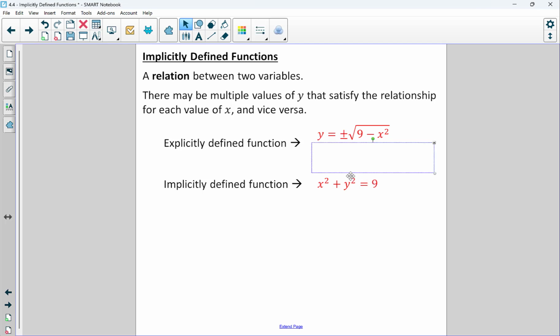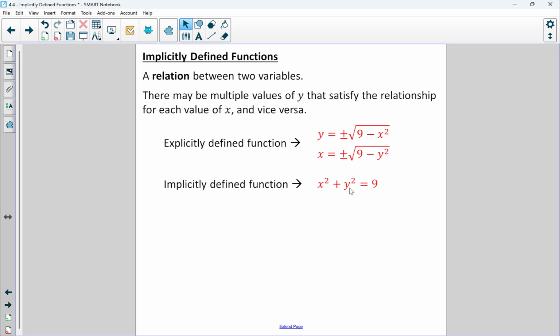Now, I could just as easily have rewritten it as x equals plus or minus the square root of 9 minus y squared. Subtracting the y squared over and then taking the square root to get rid of the x squared gives me two separate explicitly defined functions. So it really depends on what is more comfortable for you, what's more useful for what you want to work with. Do you want to work with these types of functions, or are you perfectly fine working with this type of function?